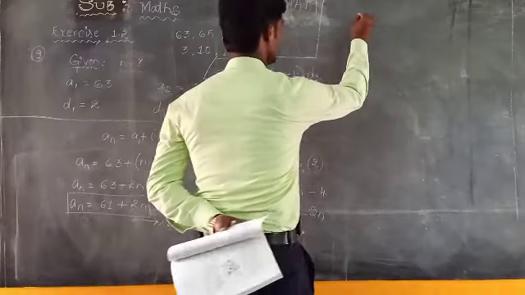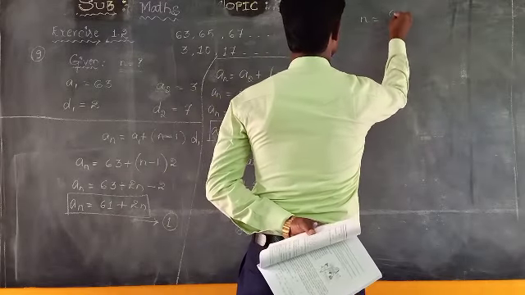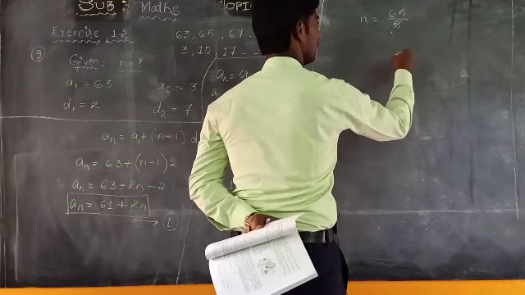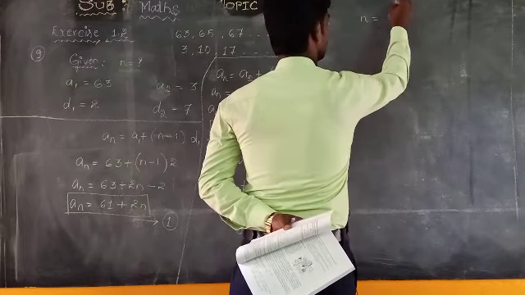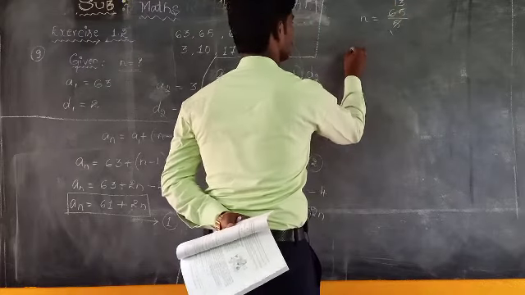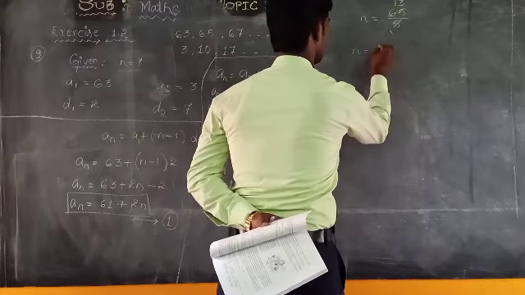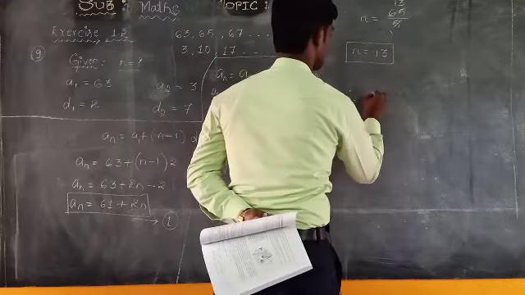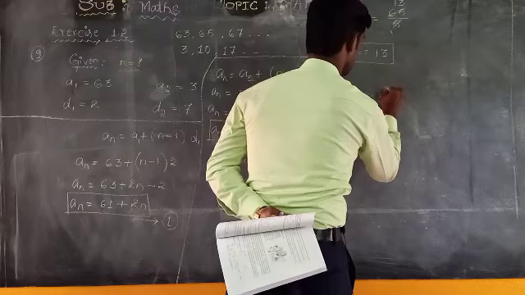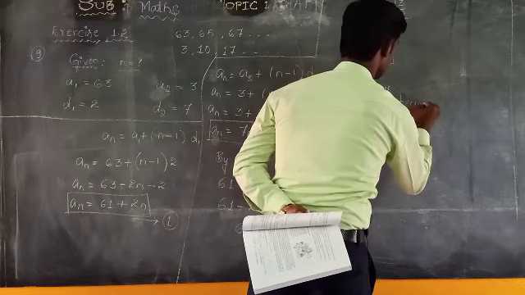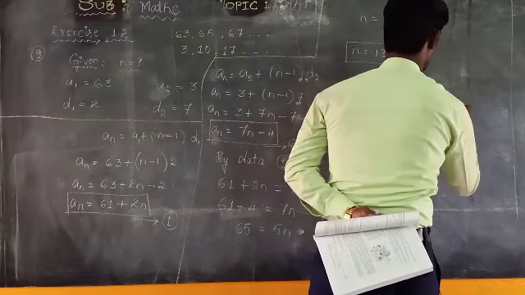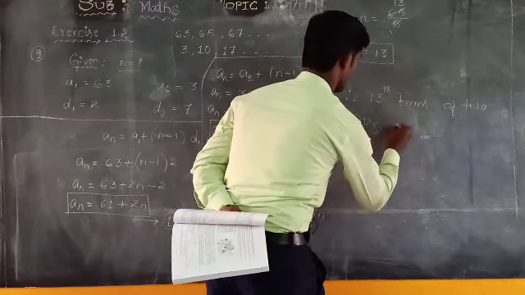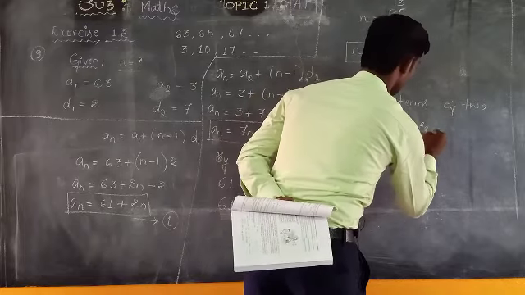Therefore n equals 65 over 5. 5 ones are 5, 5 threes are 15, so n equals 13. Therefore the conclusion is that the 13th terms of the two APs are equal.